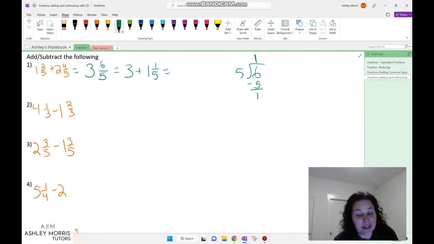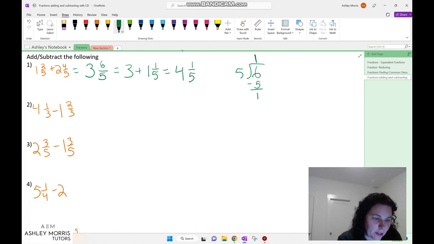So I'm going to kind of do the same thing again. Add the whole number part. Add the numerator. Well, that 3 doesn't have, it's 0. There's nothing there. And then we just kind of rewrite the fraction part since the 3 didn't have a fraction.